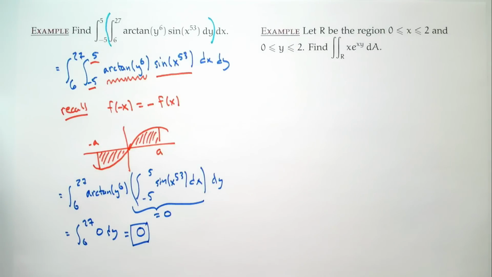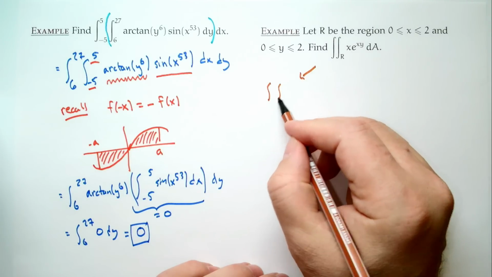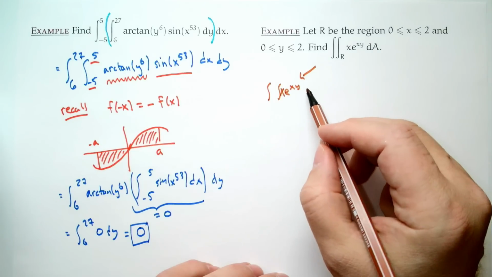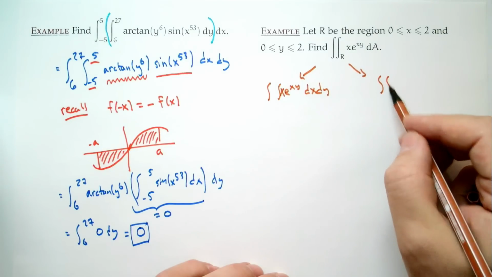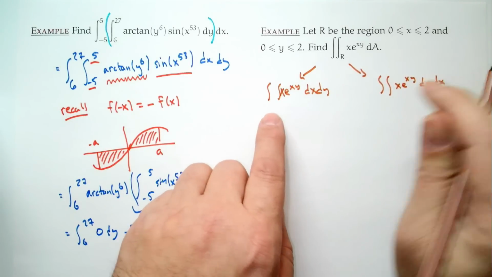Now, when we're asked to integrate, the only way we're going to do it, if we actually have to, is with iterated integrals. That's the only technique we're going to learn when it comes to integration. So we have to set this up as an iterated integral, and we have two choices. The first choice is to integrate x e to the xy dx dy, or we can integrate x e to the xy dy dx. Now we have to get our bounds.